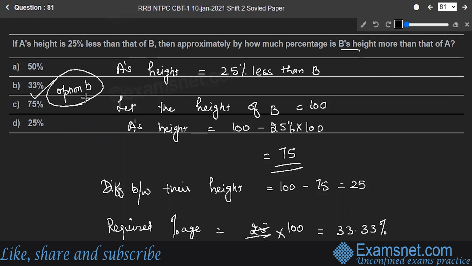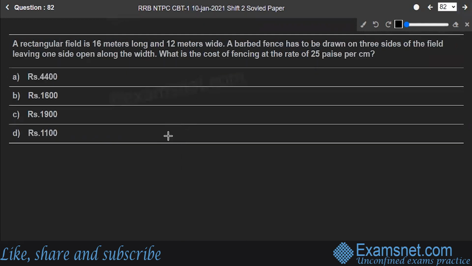Hope you understood this. Let's move to the next question, number 82. A rectangular field is 16 meters long, 12 meters wide. Let's make it.